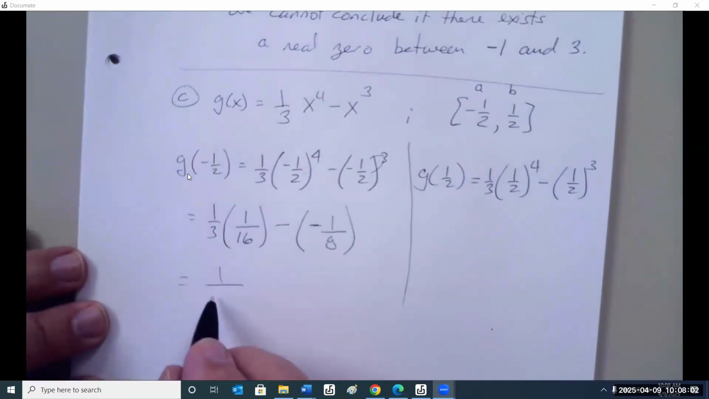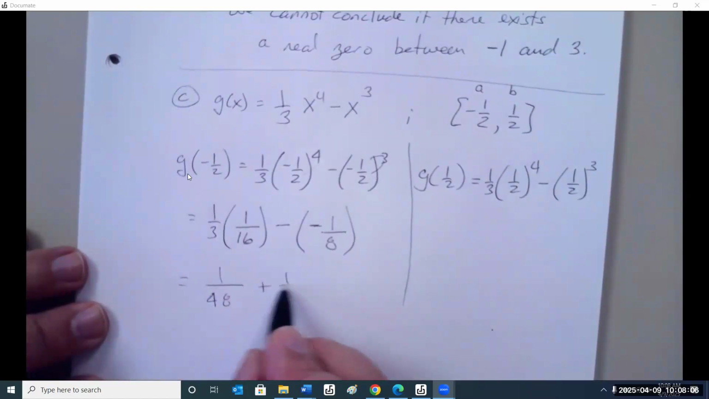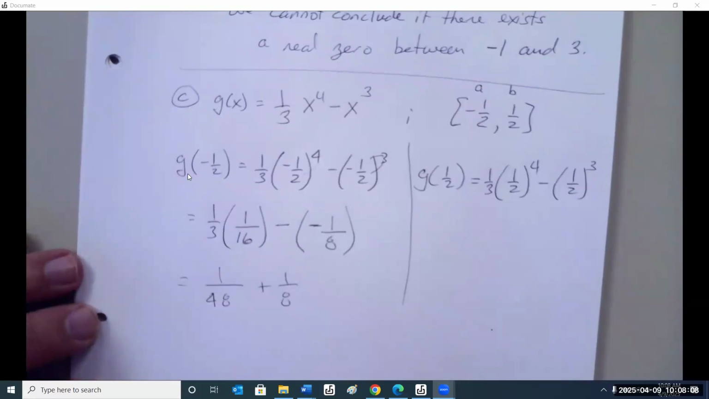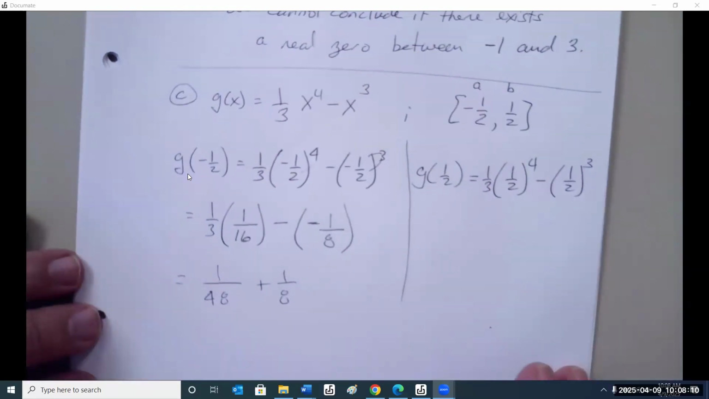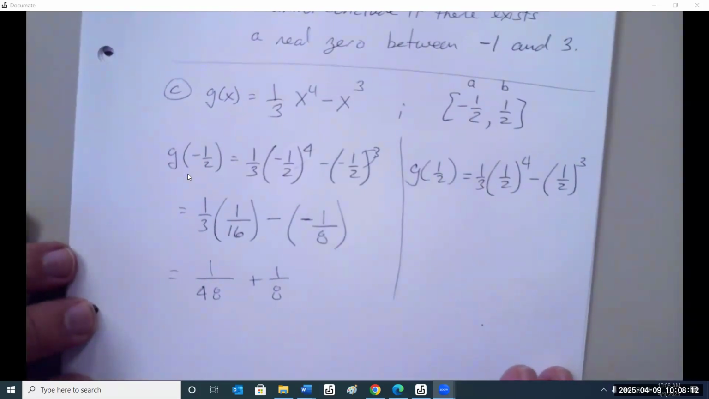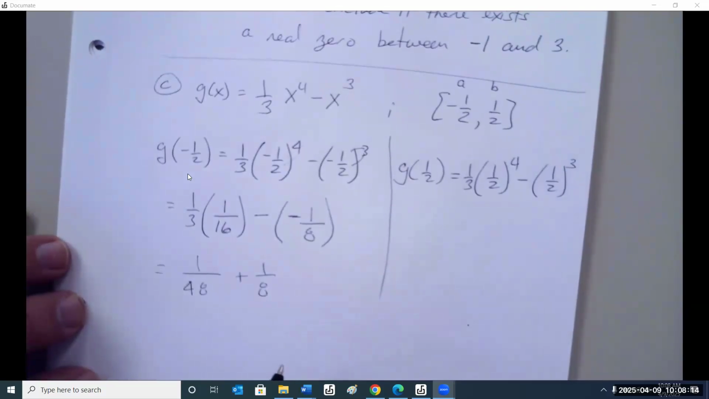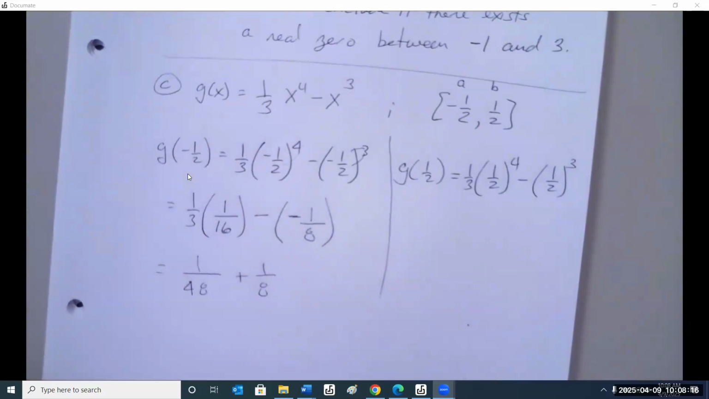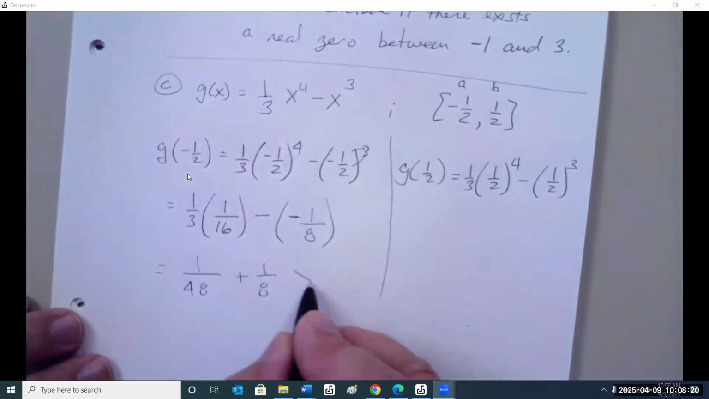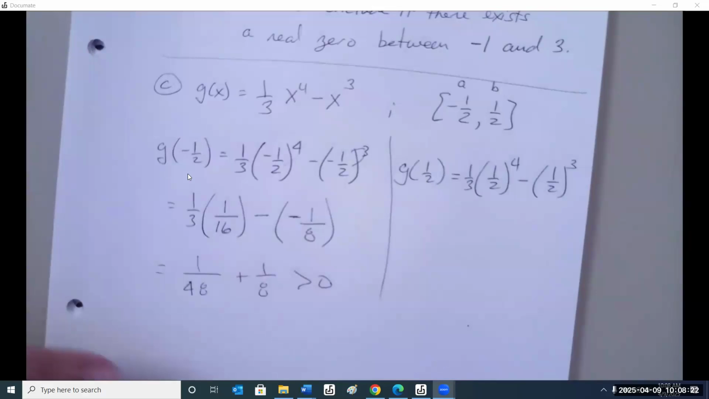We have 1/48 plus 1/8. We know it's going to be positive. That's all. We don't care what the number is. It's going to be positive. It's going to be greater than 0.